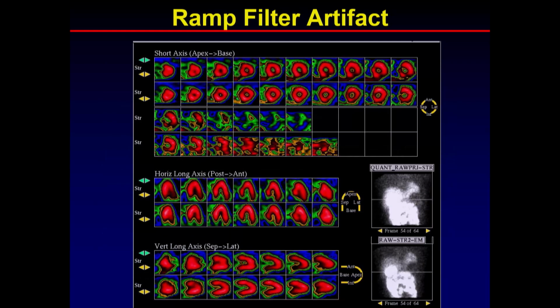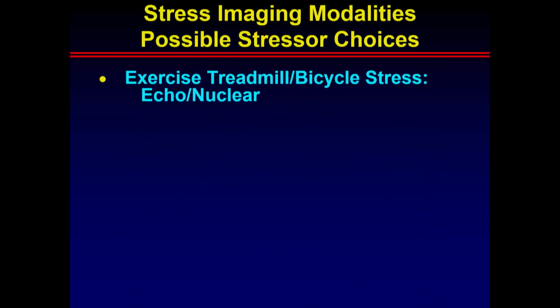And so, we try to do other kinds of filtering to try to get around some of those things. And one thing we do now is we do iterative reconstruction, which helps eliminate some of these. But again, if someone has high diaphragmatic attenuation, we really need to just re-image the patient.